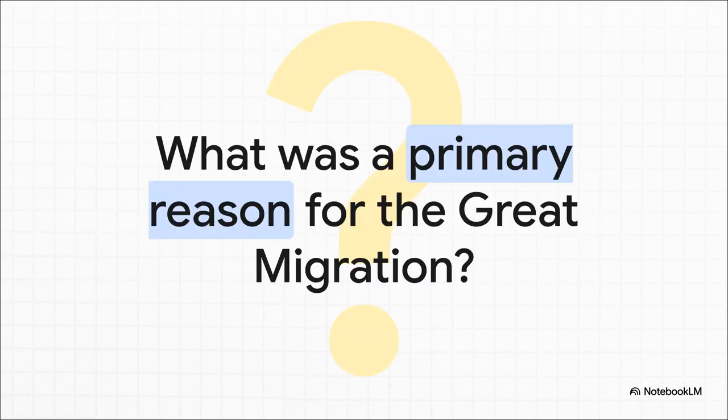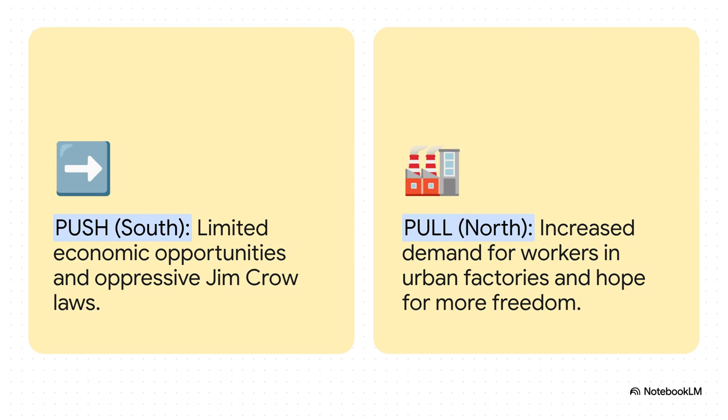Now, this question is about the Great Migration, that huge movement of African Americans from the rural South up to the urban North. The key word here is primary reason. Why did millions of people decide to make such a difficult journey? We have to think about what was pushing them out of the South, and at the same time, what was pulling them toward the North. And this slide lays out the whole case perfectly.